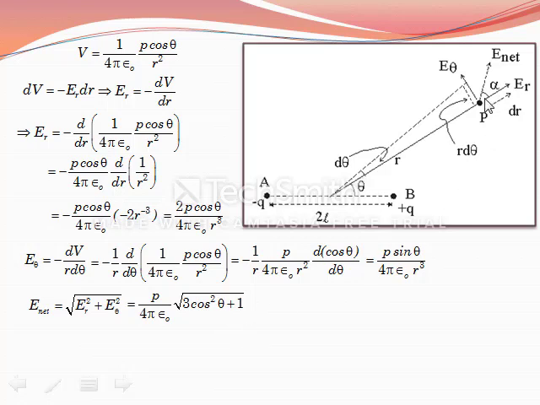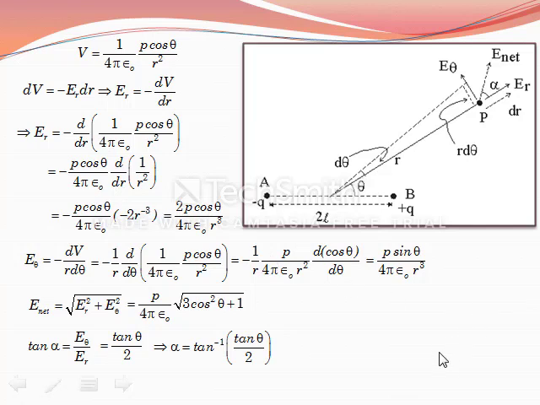Now the direction, this alpha. Tan alpha can be written as this length by this one. This length means the same as this one, E theta by ER. Tan alpha is E theta by ER. Substitute the values, you will get this one. Or alpha is tan inverse of tan theta by 2. So this is how we can calculate the field due to a dipole at any point.